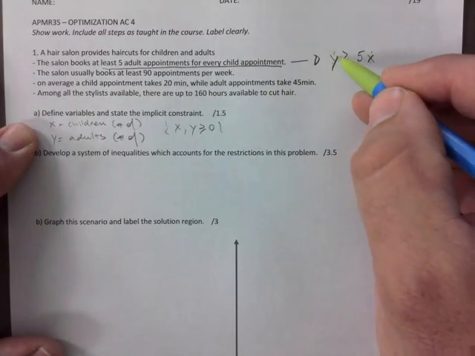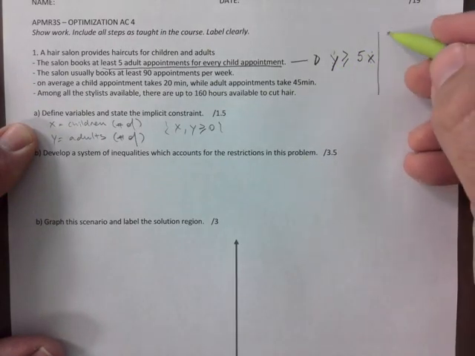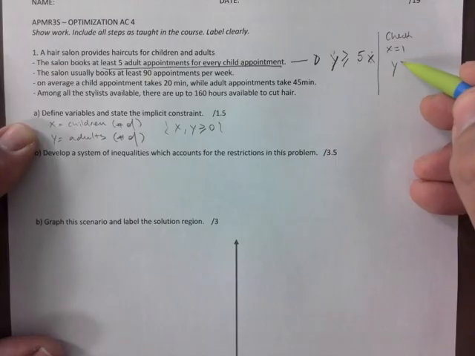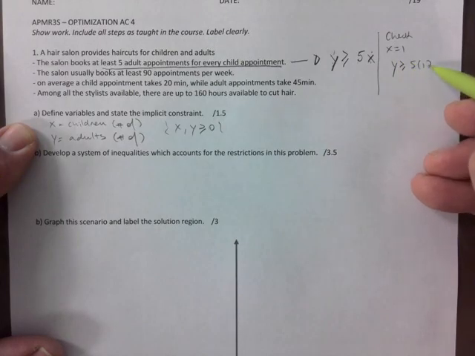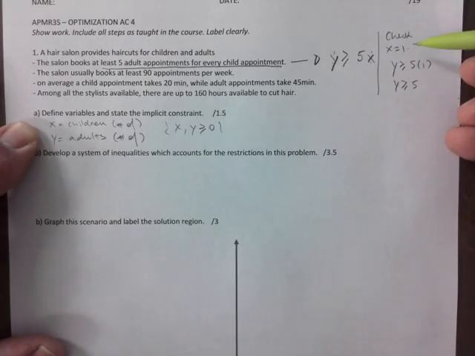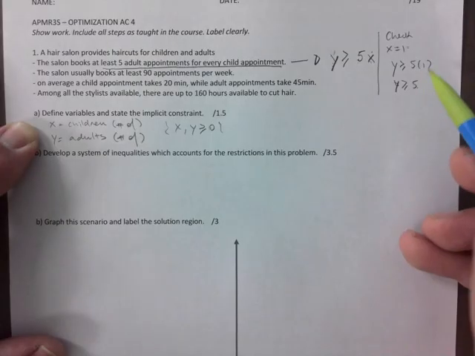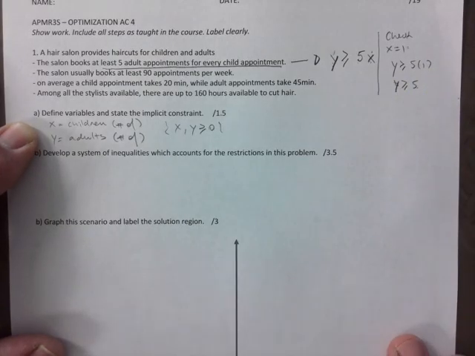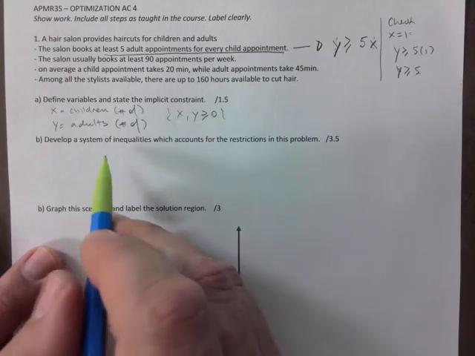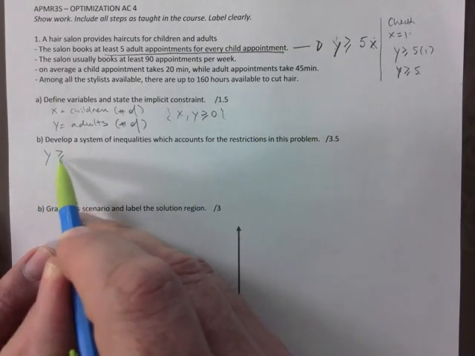And if you're not sure, you do a little test, right? Check. If X is equal to 1, then you should have this, right? Y is greater than or equal to 5. So if X is 1, if you have one child haircut, then now you're saying that Y has to be greater than or equal to 5, right? So you're doing a little check. Does that add up? Because if you had it the other way, it would actually not work out. You would have 1/5 of a haircut. Okay. Develop a system. So we've done that one. Let's do this one first.